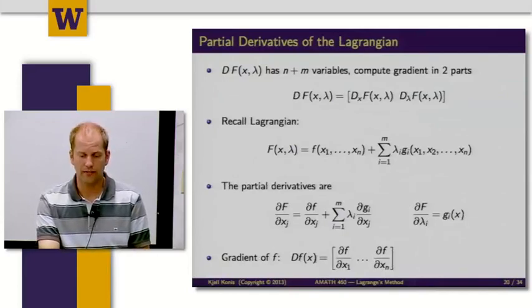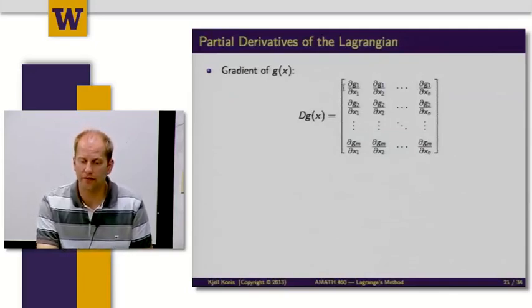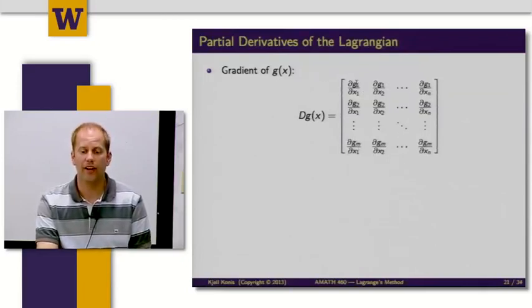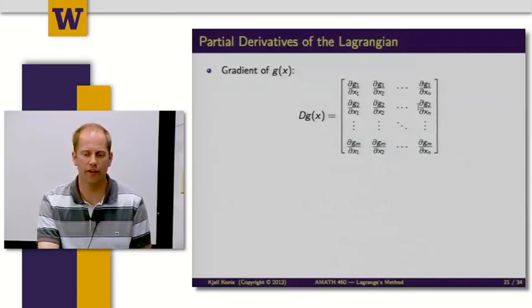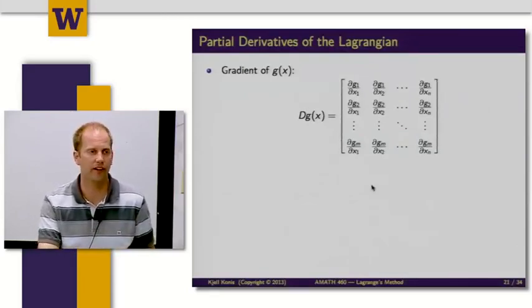So the gradient of f is going to be these partial derivatives with respect to x. The gradient of g is going to be this. It's a little tricky to see, but there are n columns, x1, x2, all the way up to xn. And then there are m rows, so it's an m by n matrix. Each row is just going to be the gradient of gi of x. So the first row is the gradient of g1, the second row is the gradient of g2, and so on. So I end up with this matrix being the gradient of a vector-valued function.